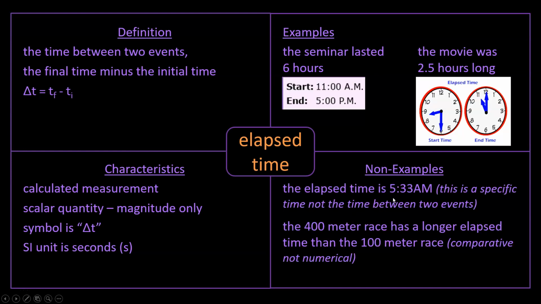Non-examples, the elapsed time is 5:33 a.m. This is a specific time or clock time, not the time between two events. The 400-meter race has a longer elapsed time than the 100-meter race. Again, that's comparative, not numerical.